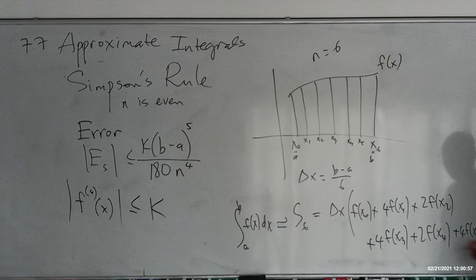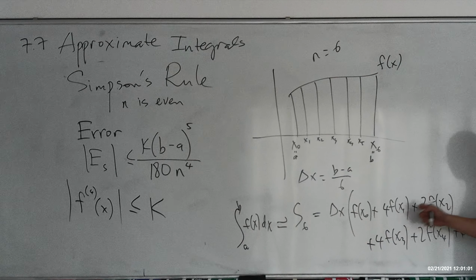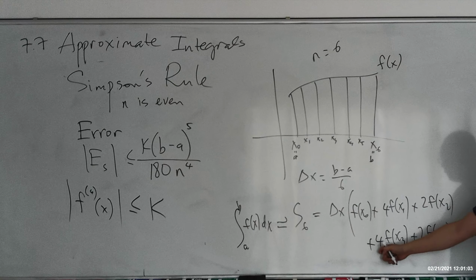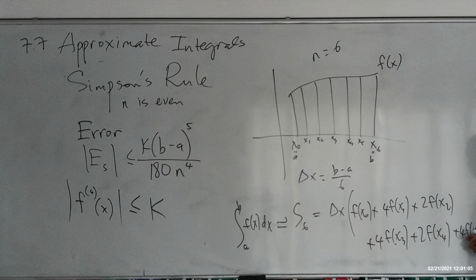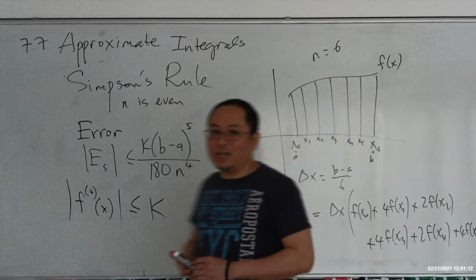You see? I went all the way from 0 to 6: f of x0, 4 times f of x1, 2 times f of x2, 4 times f of x3, 2 times f of x4, 4 times f of x5, and then just 1 times f of x6. You calculate it depending on what function you plug in. And that was the idea.